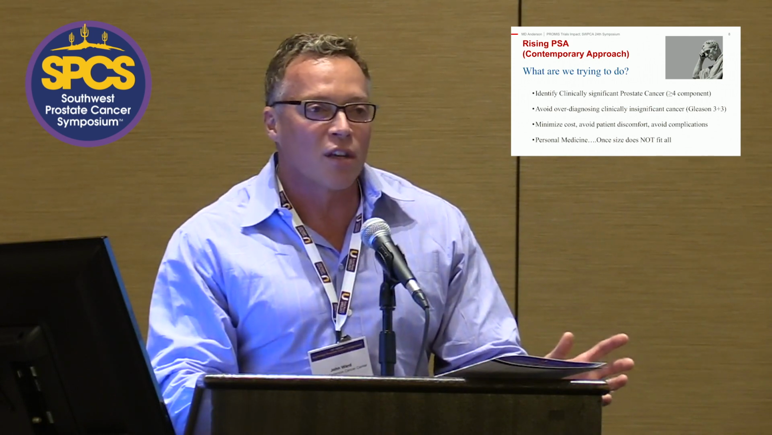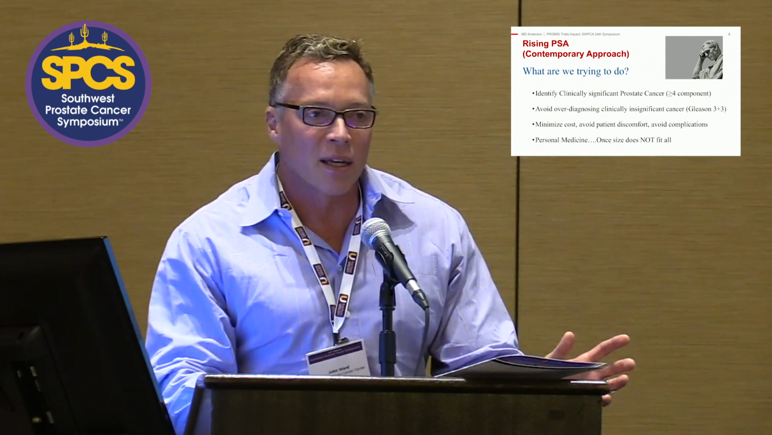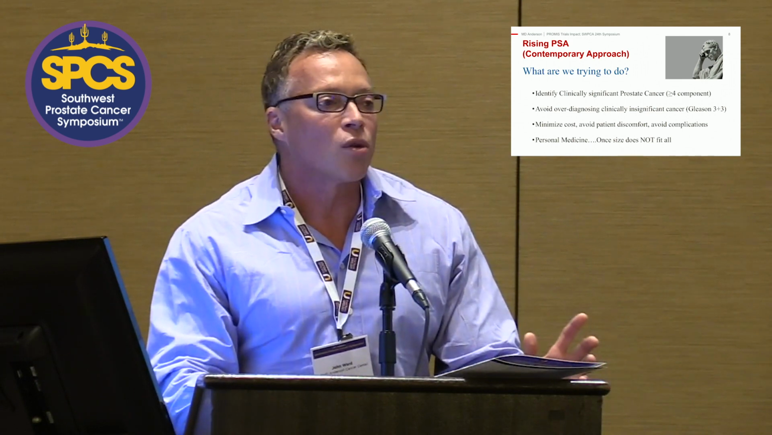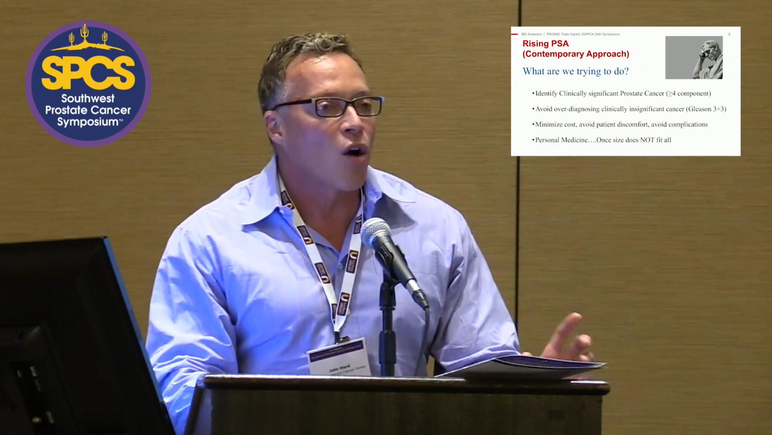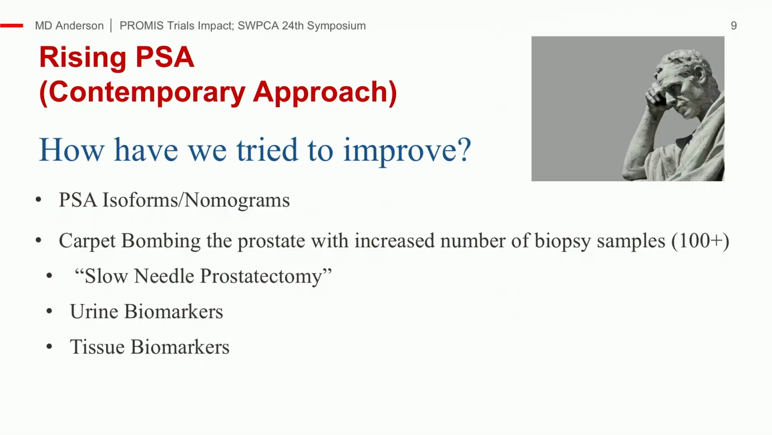And so one size doesn't fit all. It used to be that once you found the prostate cancer, you put it in a bucket and that was it, or you irradiated it and that was it. Now we should be able to personalize the prostate cancer treatment better if we can only have a better way of diagnosing the prostate cancer and know that what the biopsy represents will be correlated with what the prostatectomy specimen says. So we've tried to improve this multiple ways, as Dr.